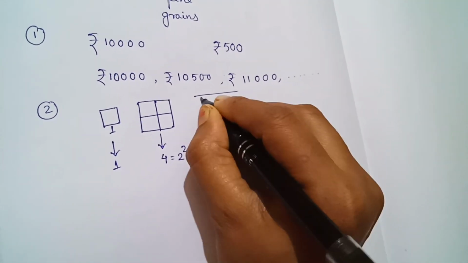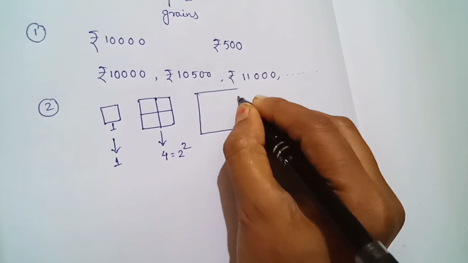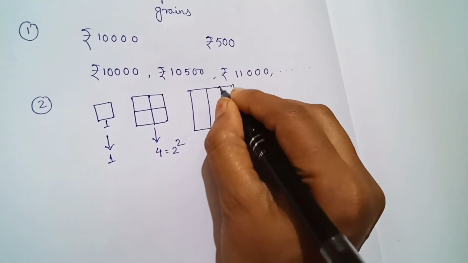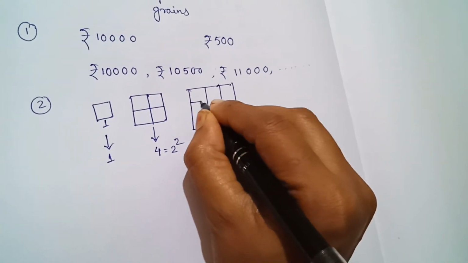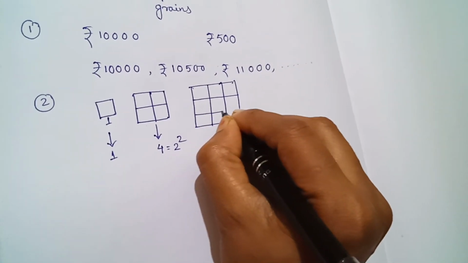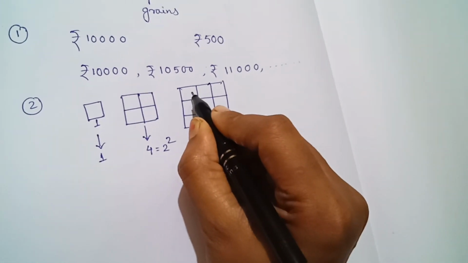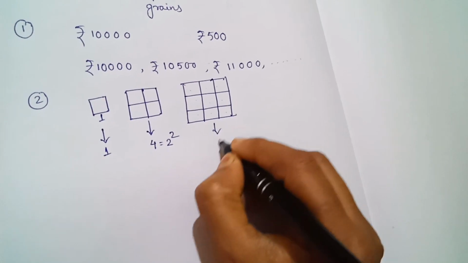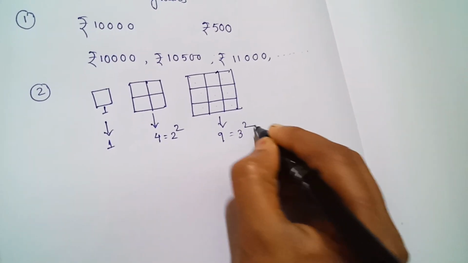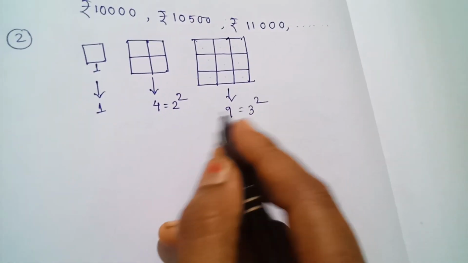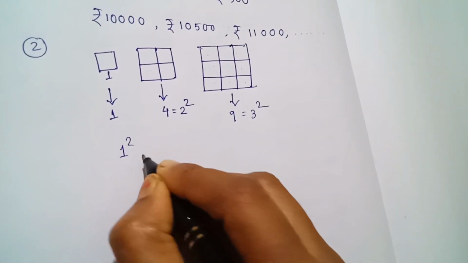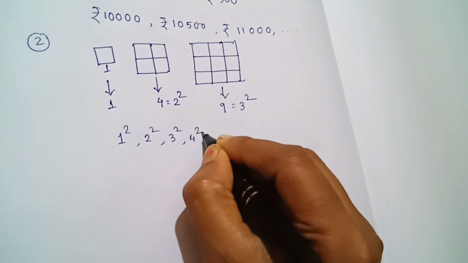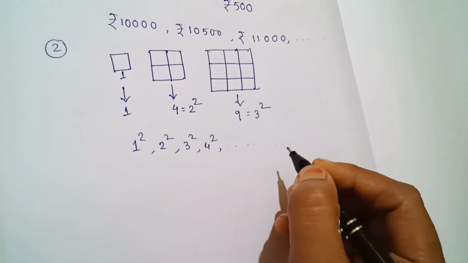Then I'm taking 3 unit sides. So how many unit squares will be inside it? You can see 1, 2, 3, 4, 5, 6, 7, 8, 9. That means it's 9. So 9 can be written as 3 square. So you can see there is a pattern, and the pattern is like 1 square, 2 square, 3 square, and obviously next will be 4 square, and dot dot dot.